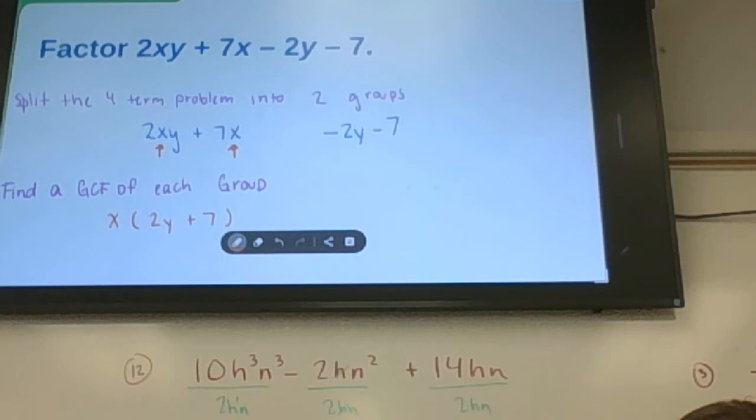Our second group is even more tricky. There's not a y in common. There's not an x in common. They're both negative, so I'm actually going to factor out a negative 1. Taking a negative 1 out of this will make both terms positive.